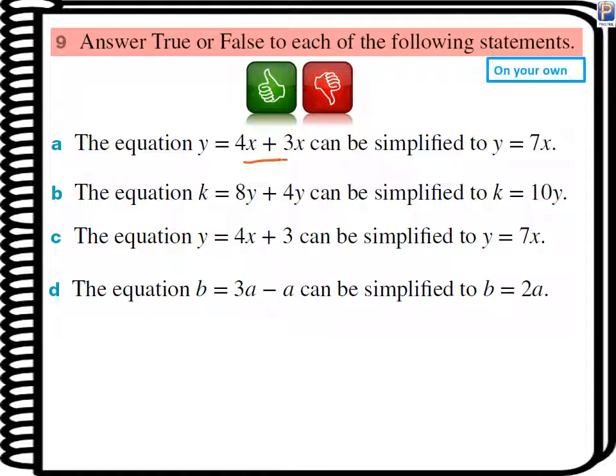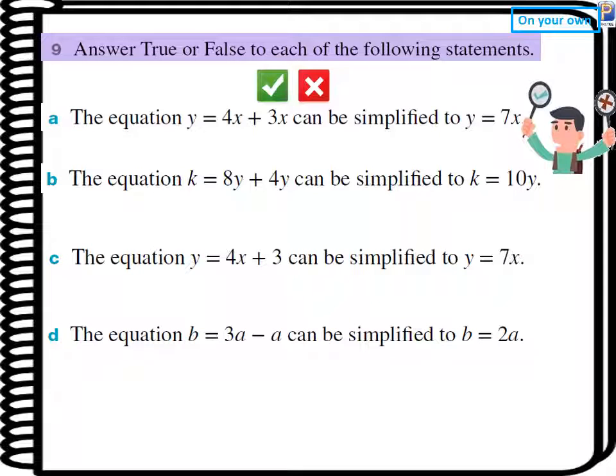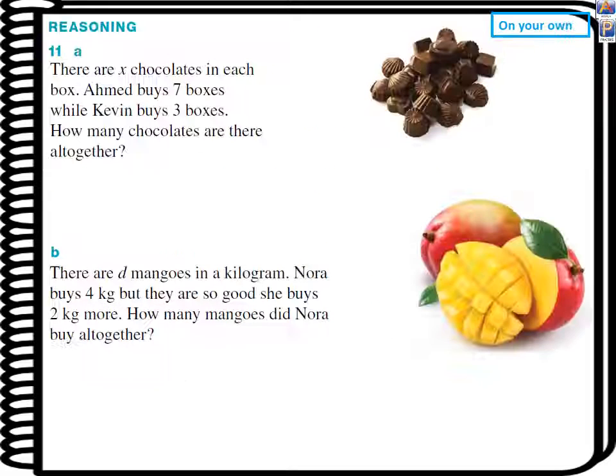This one, 4x plus 3x. 4 plus 3 is 7, 7x, so that's true. This one, 8y plus 4y. 8 plus 4 is 12y, so that must be false. They're x's, they're 3's. It cannot be simplified at all, so you just leave it the way it is, so that's false. And 3a minus an a is 2a's. True. You can have a go at some of these ones. These ones are all done pretty much the same.